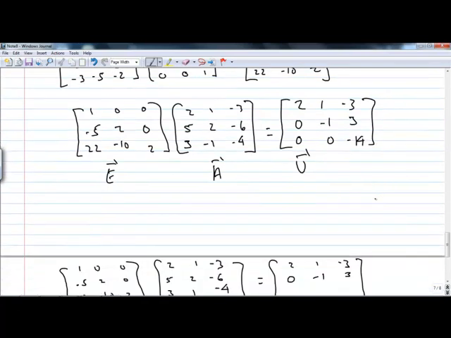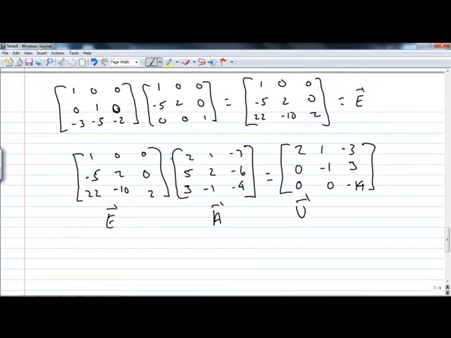So we now have an equation: E, the matrix that encapsulates all the elimination steps, times A, our original matrix, equals U, the upper triangular matrix.